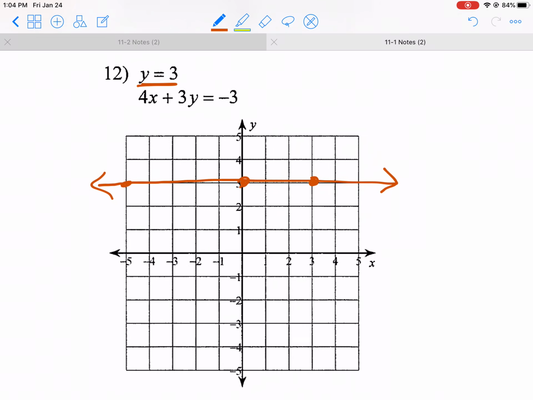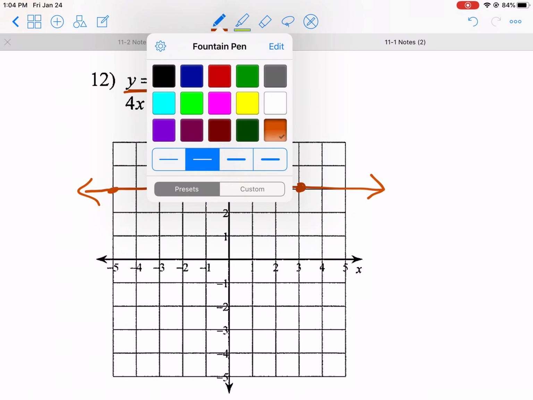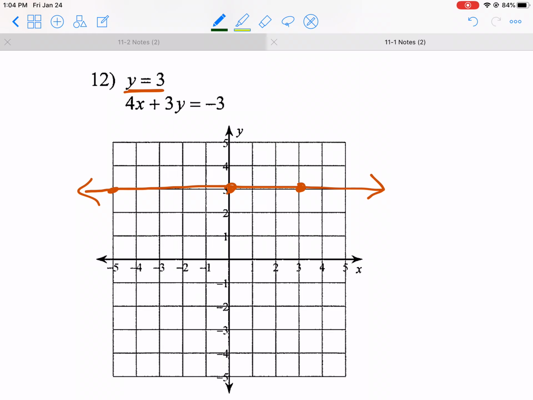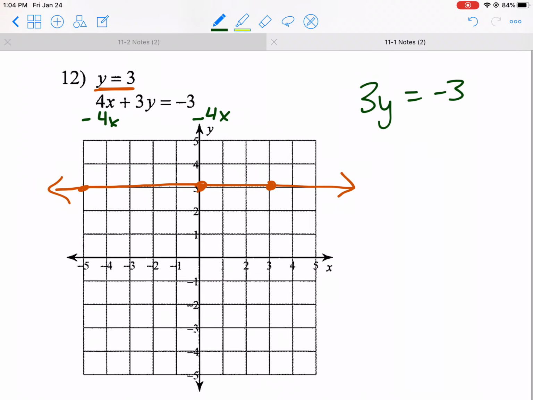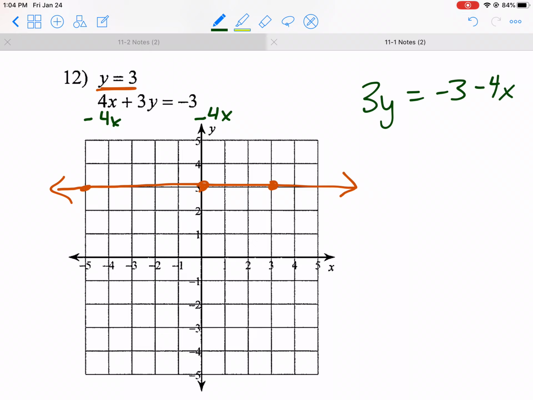Okay, to graph the second equation, we're going to need to do a little bit of algebra, and let's get it into slope-intercept form. So I want to solve for y. I'm going to subtract 4x from both sides. Then I have 3y equals -3 minus 4x. Divide every term by 3, and we get y equals -1 minus 4/3 x.